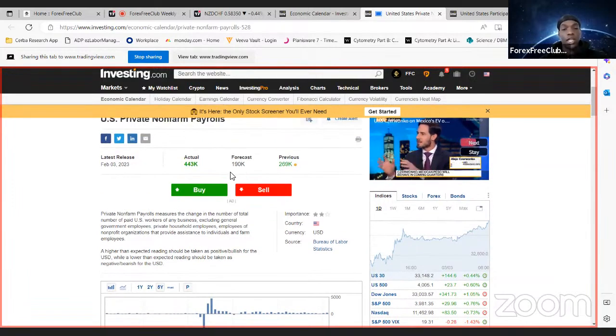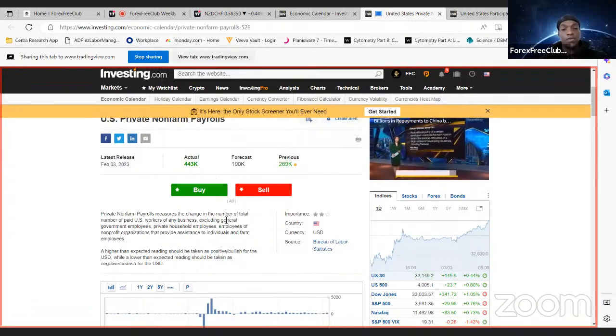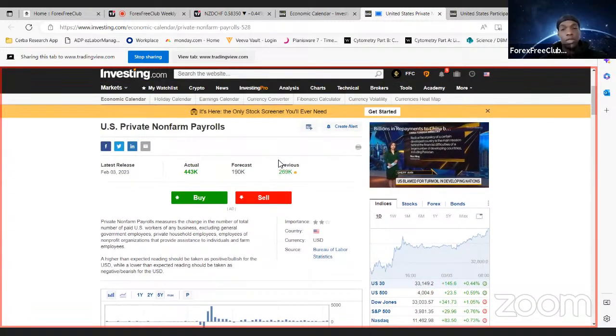So the forecast is 190K. Last month, the actual was 443K. So that was positive. So we'll see what happens for this month.